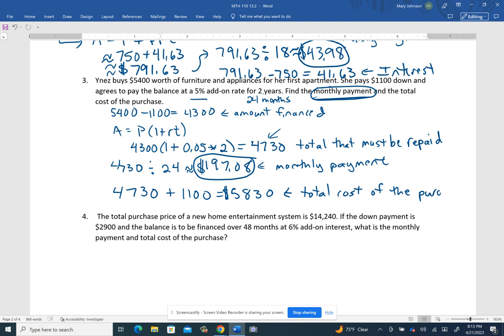The other way would be if instead of using that formula, you had just calculated the interest you would have to pay on the 4,300, then you could take that interest and add it back. You could have taken that interest and just added it to the 5,400 and you would get the same thing.